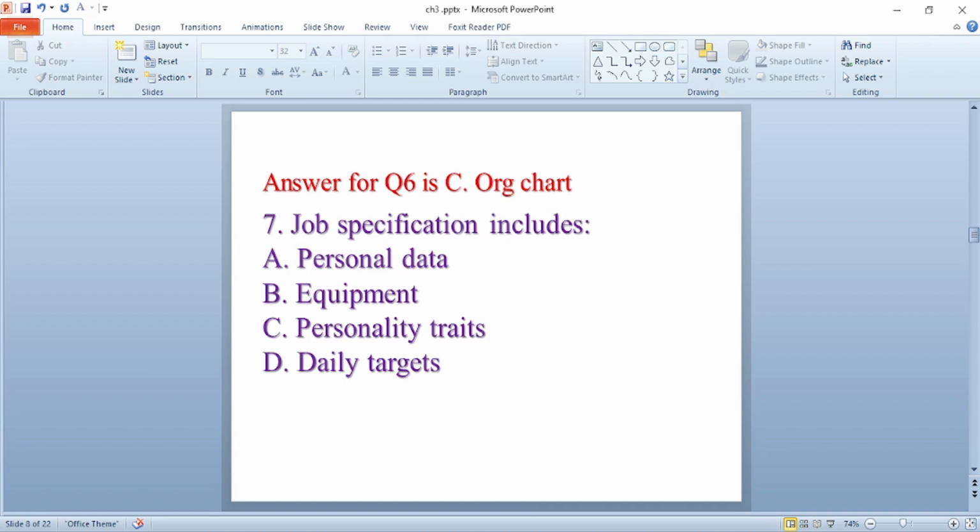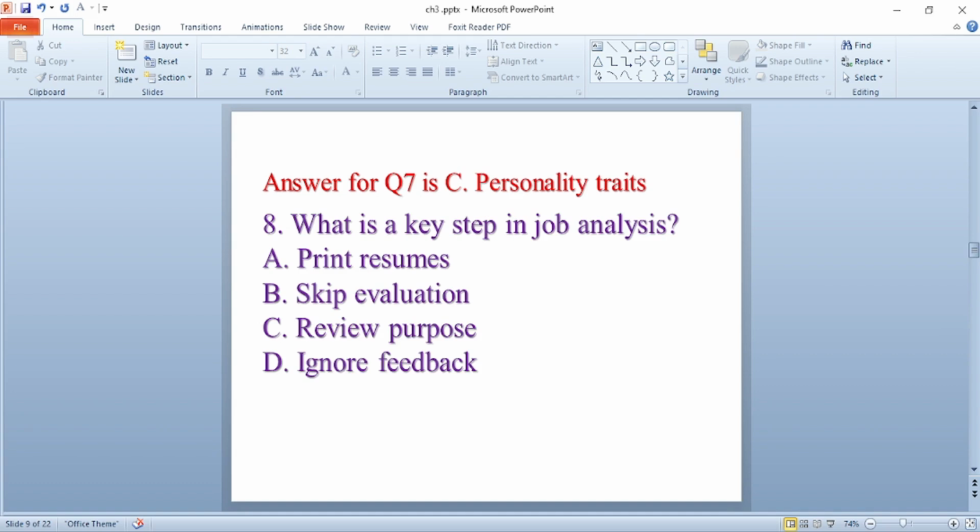Question number 7. Job specification includes dash. A. Personal data. B. Equipment. C. Personality traits. D. Daily targets. Answer for this question is C. Personality traits.